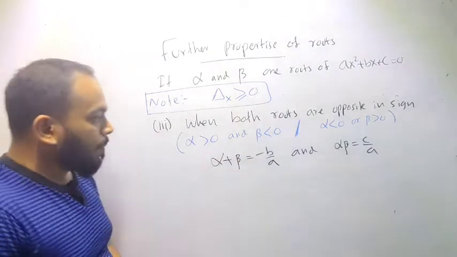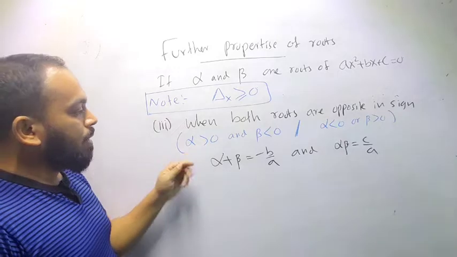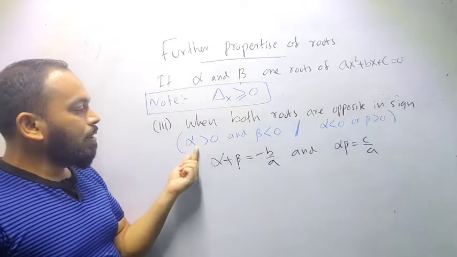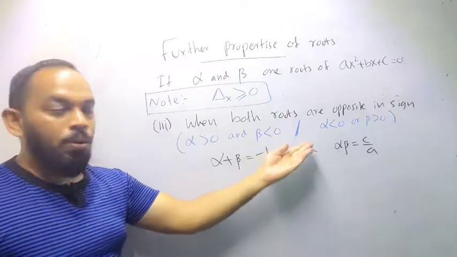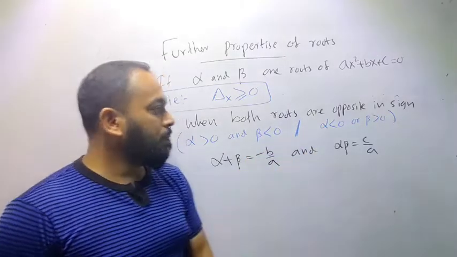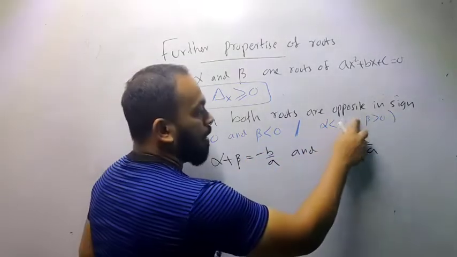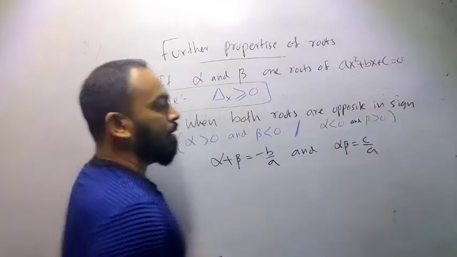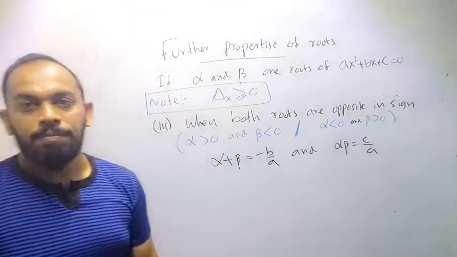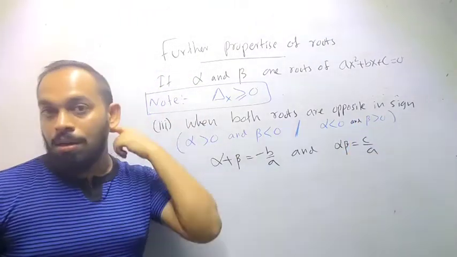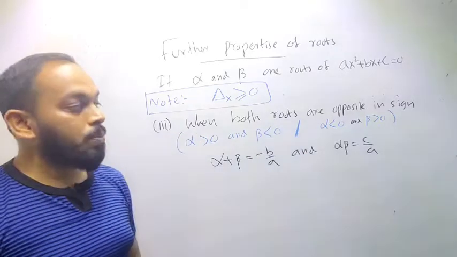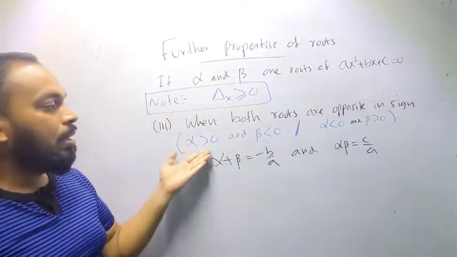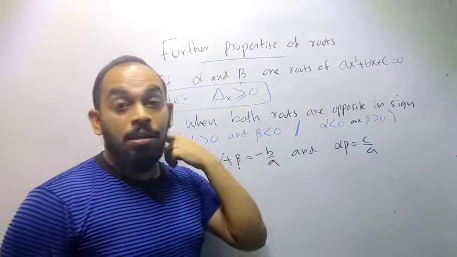Symbolically I have represented it as alpha is greater than 0, that means alpha is positive and beta is negative, or alpha is negative and beta is positive. Either case is fine. We don't know which root is negative and which root is positive, but in general we can say either one of these is true.